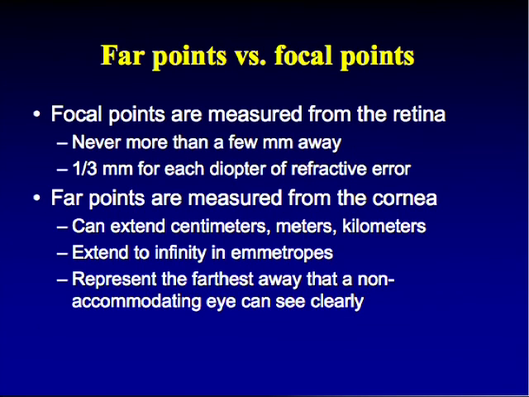So let's consider then the difference between far points and focal points. Both describe refractive error and both can be useful, but in different contexts. Focal points are measured from the retina and are never more than a few millimeters away. It turns out it's about 1/3 of a millimeter for each diopter of refractive error. Whereas far points are measured from the cornea and they can extend centimeters, meters, off to infinity in an emmetropic eye. And it represents the farthest away that a non-accommodating eye can see clearly.